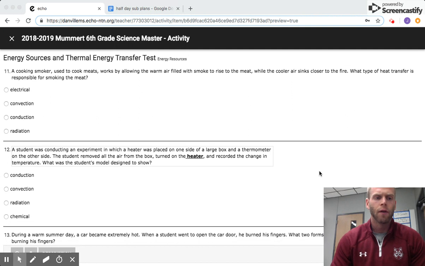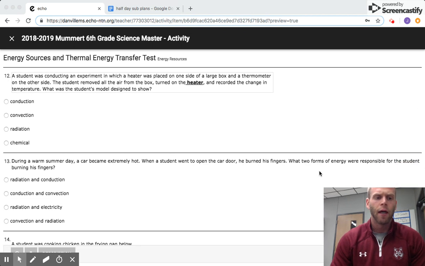Number 11. A cooking smoker used to cook meats works by allowing the warm air filled with the smoke to rise to the meat, while the cooler air sinks closer to the fire. Which type of heat transfer is responsible for smoking the meat? Electrical, convection, conduction, radiation.